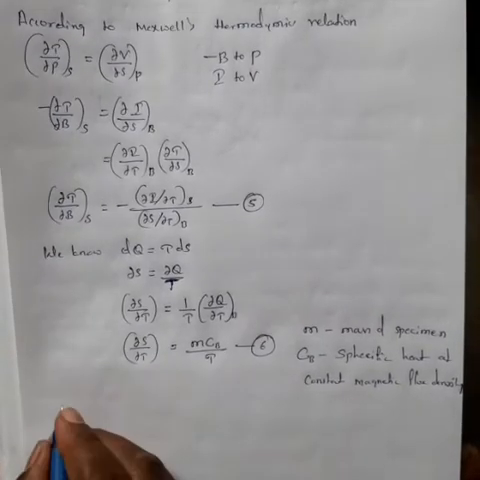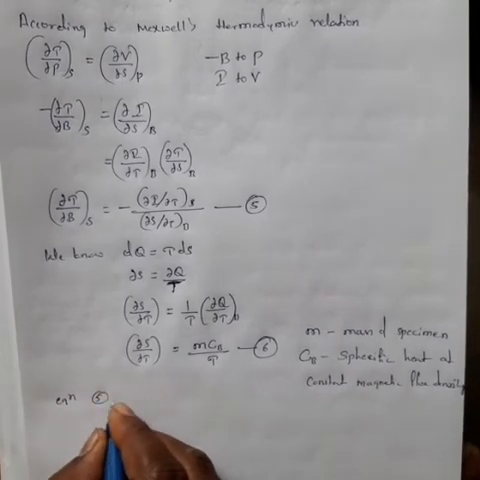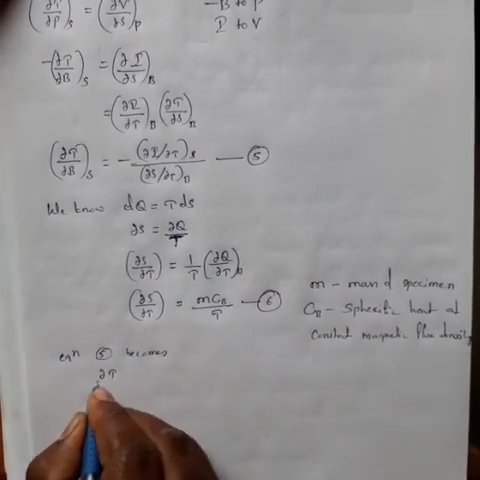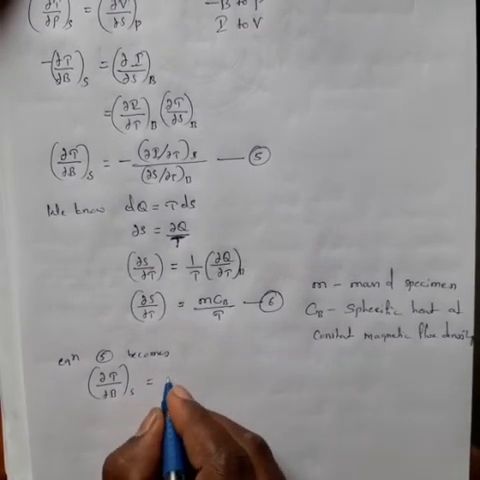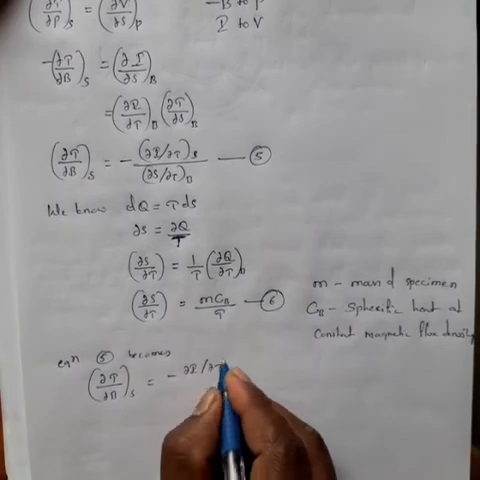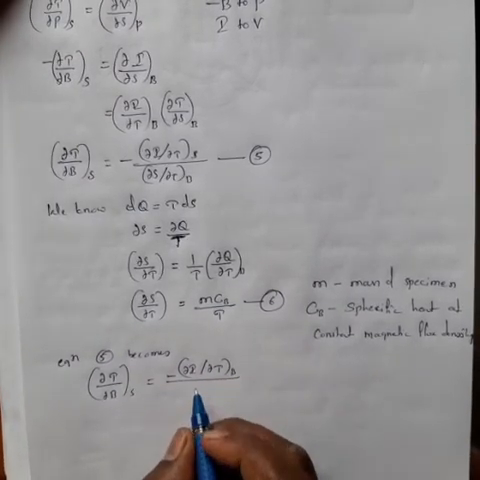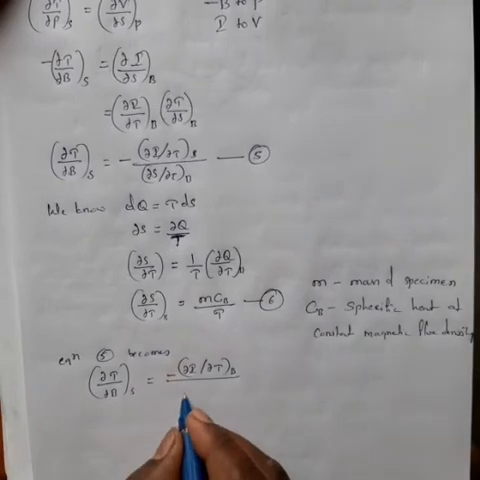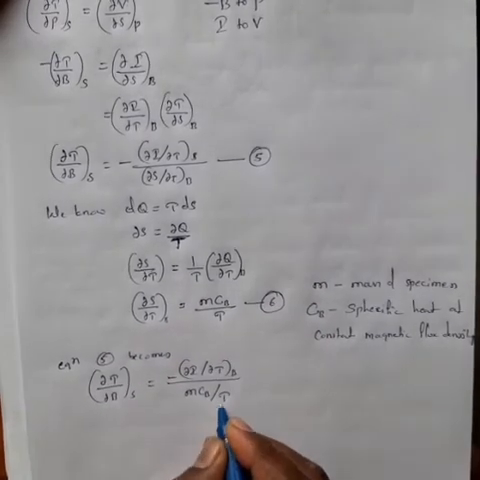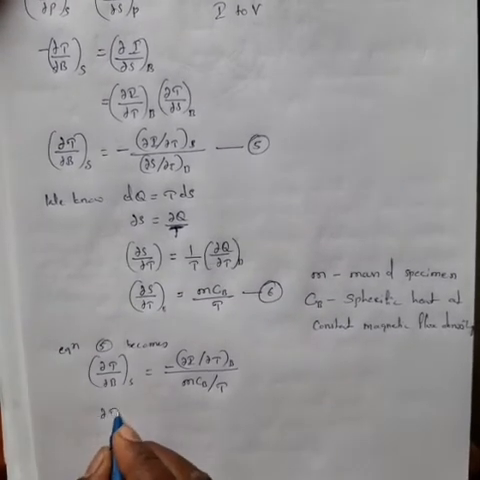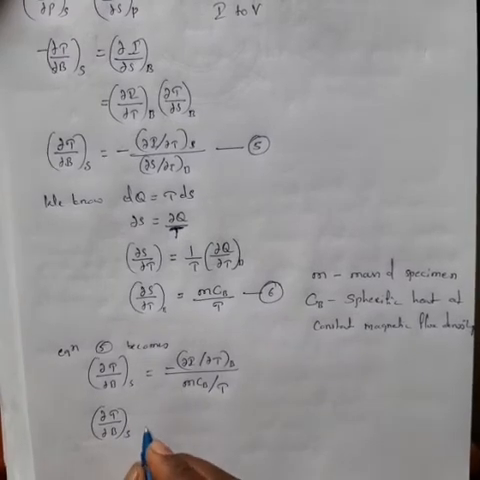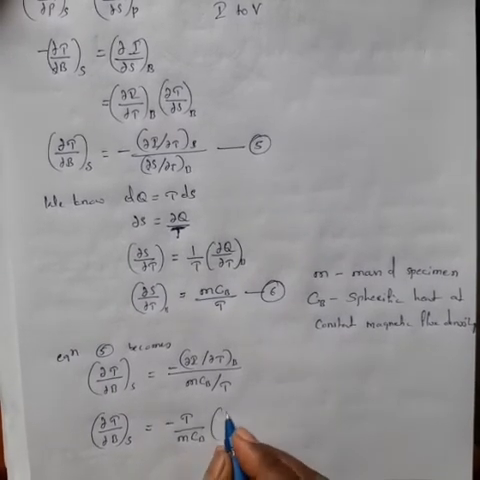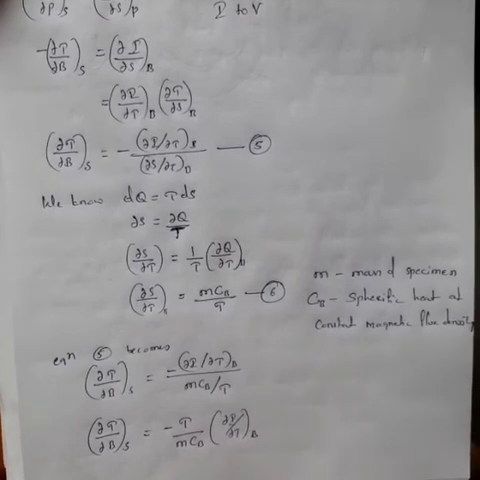Now equation 5 can be written as (∂T/∂B) at constant S, which is equal to minus (∂I/∂T) at constant B divided by, in the place of (∂S/∂T) at constant B, M C_B divided by T. If we simplify this, (∂T/∂B) at constant S is equal to minus T divided by M C_B into (∂I/∂T) at constant B.